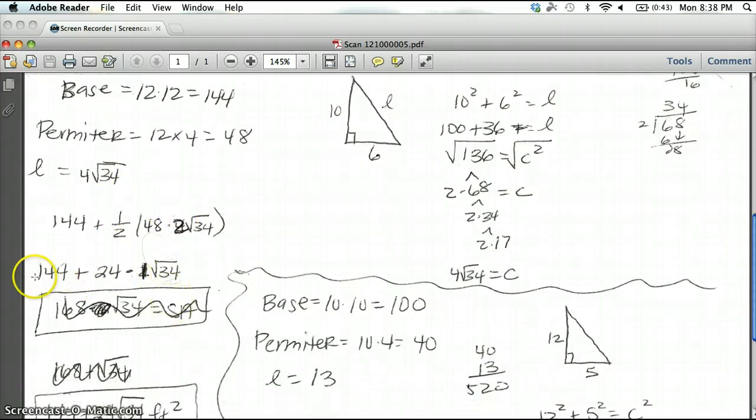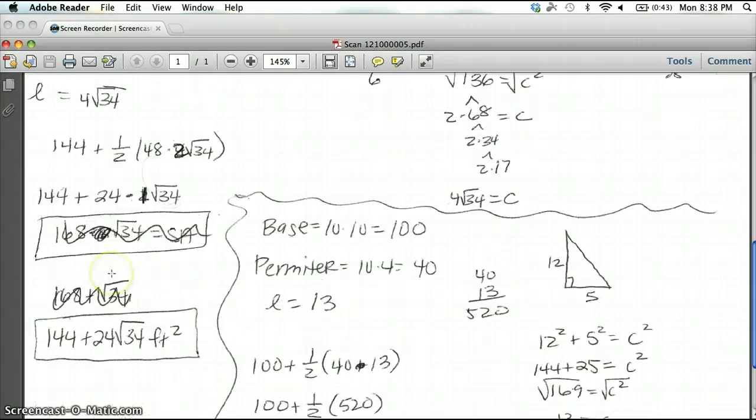So then I have 144 plus 24, because 24 times 1 is 24. So 144 plus 24 square root of 34. Now, the reason why you can't combine these is because you've got your square root, and you actually can't combine these two terms. So it's 144 plus 24 square root of 34.